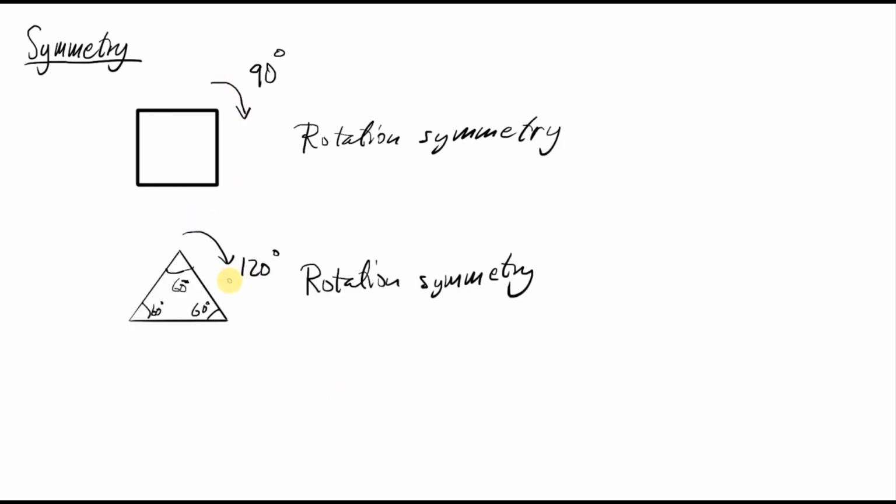If you have an equilateral triangle and rotate it 120 degrees, it will also have a rotation symmetry. So rotation around the center of the figure.